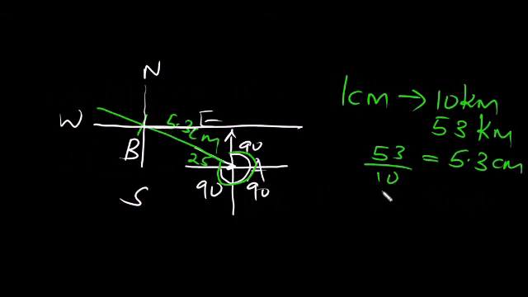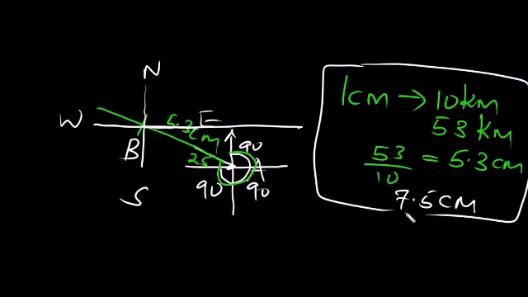So 75 kilometers will be represented by 7.5 centimeters when you use this relationship that 1 centimeter is going to represent 10 kilometers. So 75 kilometers will be represented by 7.5 centimeters. So from point B, we need to measure 7.5 centimeters. Okay, so we can say up to that point. So that's 7.5 centimeters, and then we get to C. So that's village C.